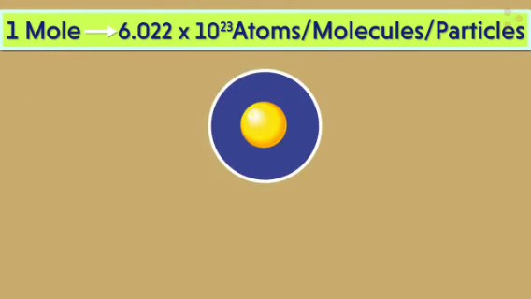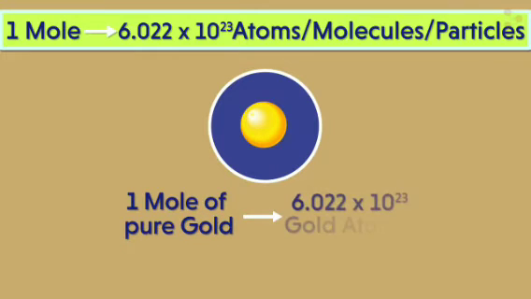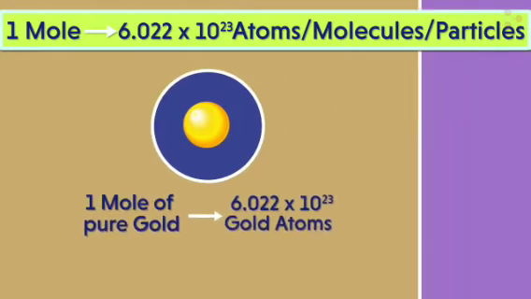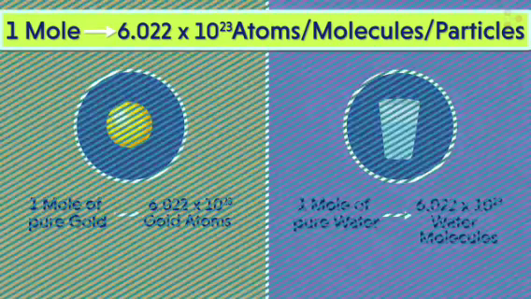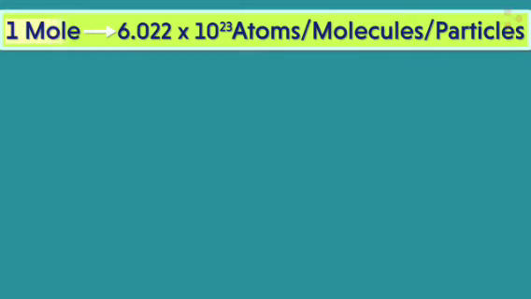Now here's 1 mole of this pure gold. How many atoms does it have? Yes, as it's 1 mole, it will have 6.02 times 10 raised to 23 atoms in it. Similarly, 1 mole of pure water will have 6.022 times 10 raised to 23 water molecules inside it. So is this how we define 1 mole? 6.022 times 10 raised to 23 atoms or molecules or particles?